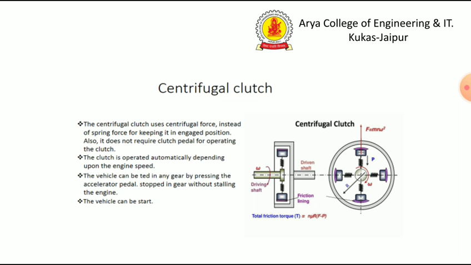Centrifugal clutch uses centrifugal force instead of spring force for keeping it in the engaged position. Also, it does not require a clutch pedal to operate the clutch. The clutch is operated automatically depending upon the engine speed. The vehicle can be driven in any gear by pressing the accelerator pedal, stopped in gear without stalling the engine, and the vehicle can be started.